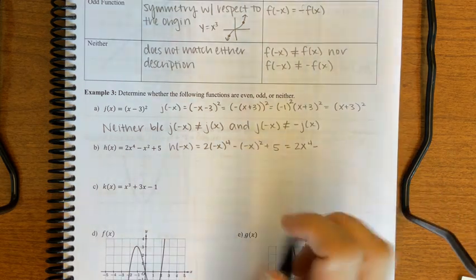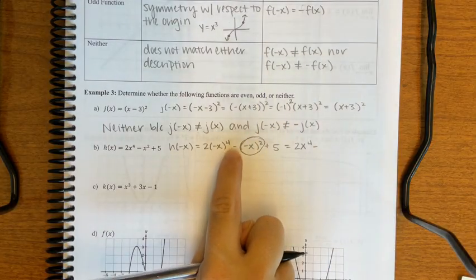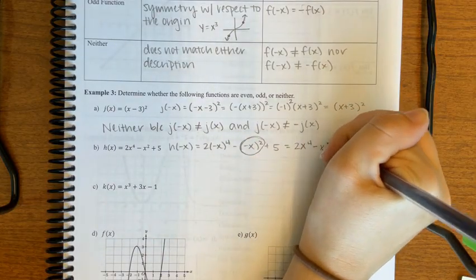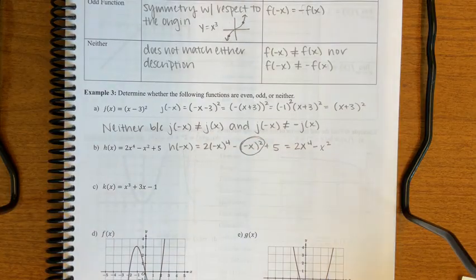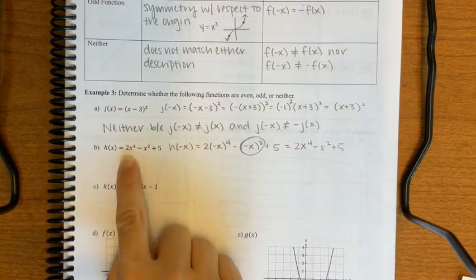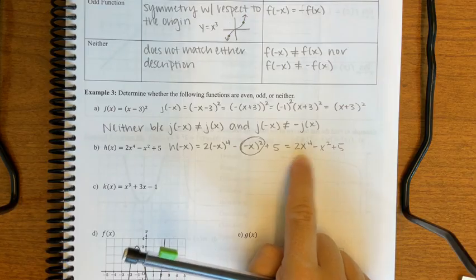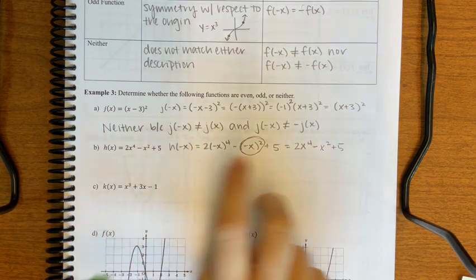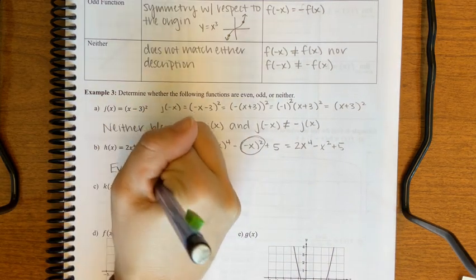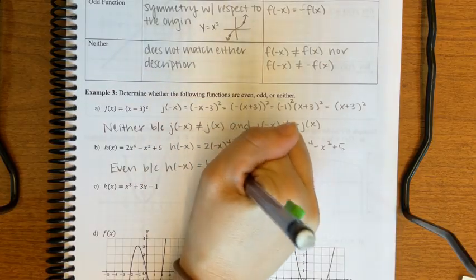Okay, now here, this portion ends up being a positive x squared, but I still have that negative there, okay, and that didn't get affected by any of those negatives, so I still have a minus x squared, and then my plus 5 never had a negative x, it was always unaffected, so that is a plus 5. So we started off with positive 2x to the 4th minus x squared plus 5, and we ended up with positive 2x to the 4th minus x squared plus 5. So we started and ended with the same function, so this is an even function. We say even because h of negative x equals h of x.